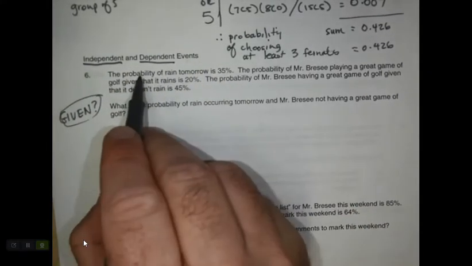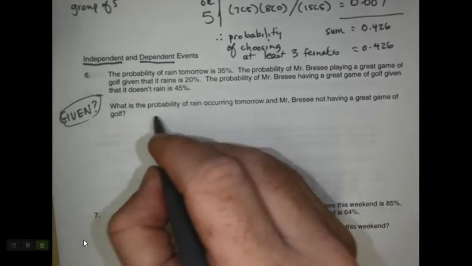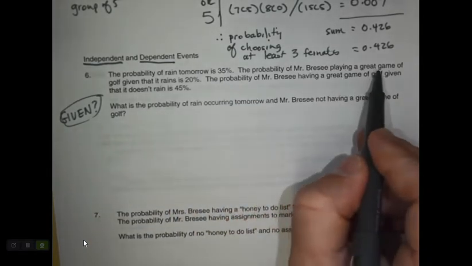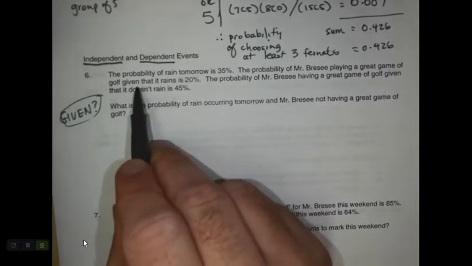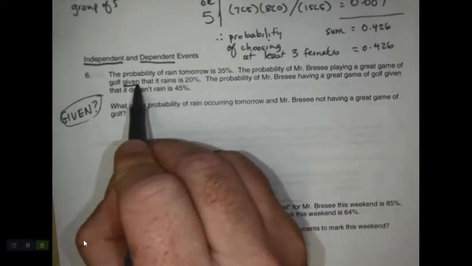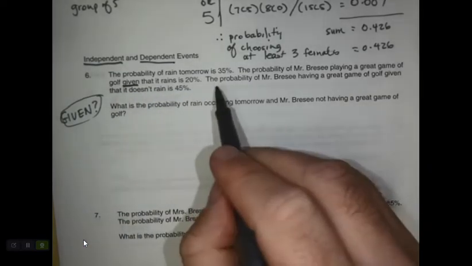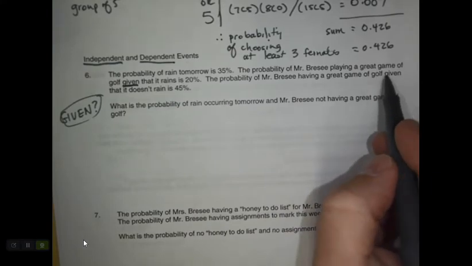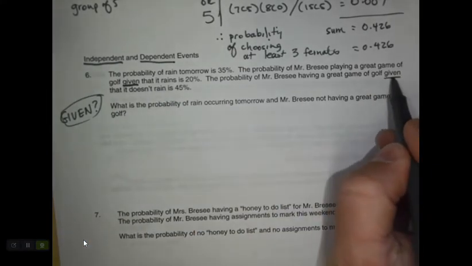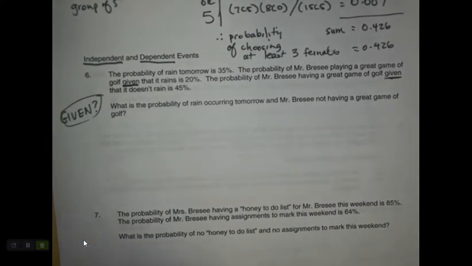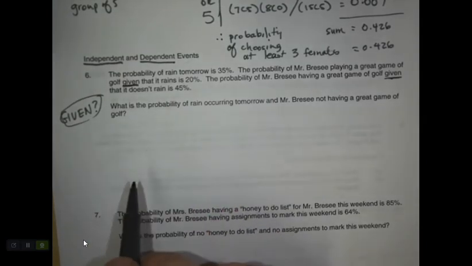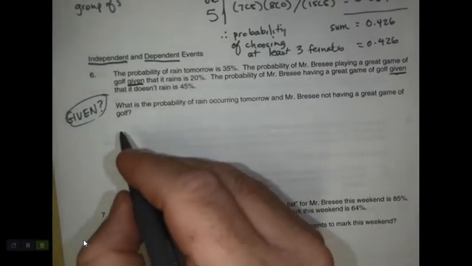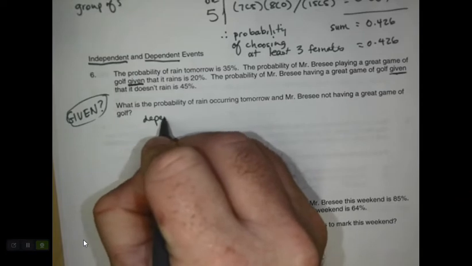So let's take a look at this. Probability of rain tomorrow is 35%. Probability of Mr. Z playing a great game of golf given that it rains, ding, ding, ding, is 20%. Probability of Mr. Z having a great game given that it doesn't rain, ding, ding, ding, is 45%. What's the probability of rain occurring and Mr. Z not playing a good game? So this is a dependent event.